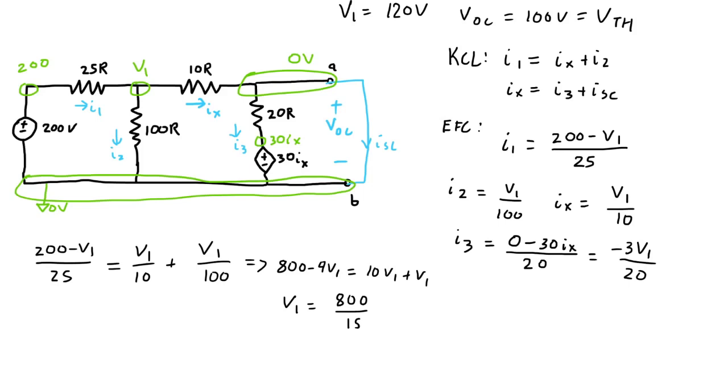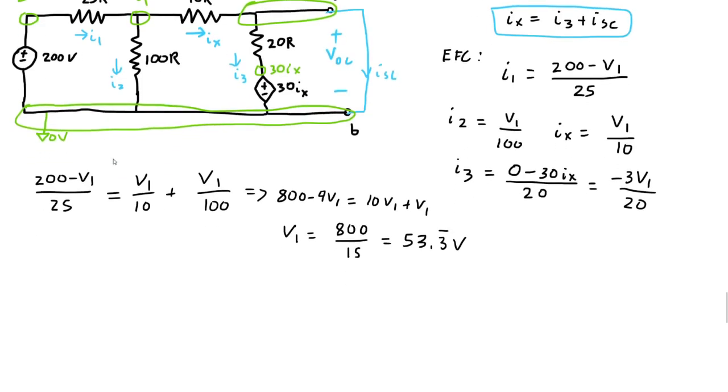Let's see, 800 plus 4 plus 4, yeah. So 800 divided by 15 is 53.3 repeating volts. And now we can use this KCL to calculate I short circuit. So I short circuit is going to be Ix minus I3.